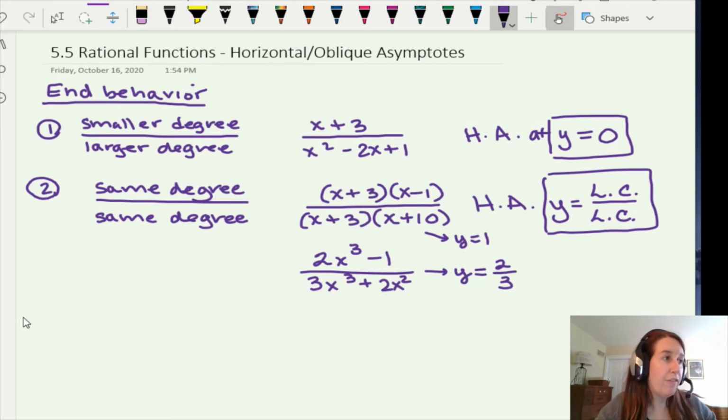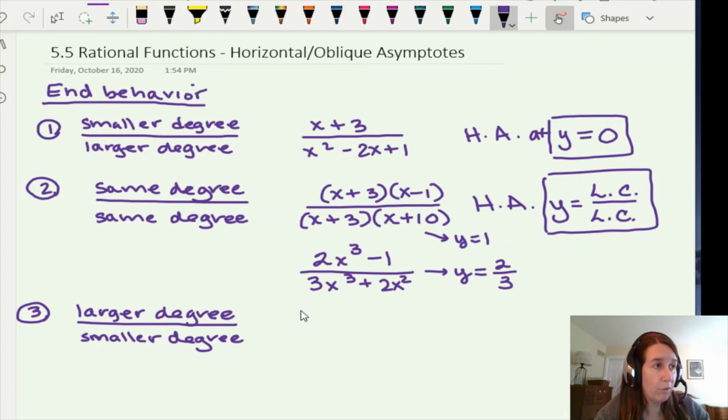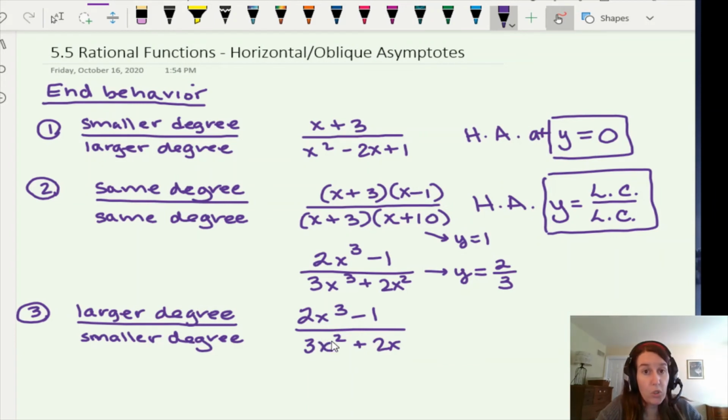Okay, our final possibility is that we have a larger degree function on the top and a smaller degree on the bottom. So for example, if we had 2x cubed minus 1 on the top, but on the bottom it was just 3x squared plus 2x. Now the degree on the top is 3 and the degree on the bottom is 2. Clearly a larger degree over a smaller degree.